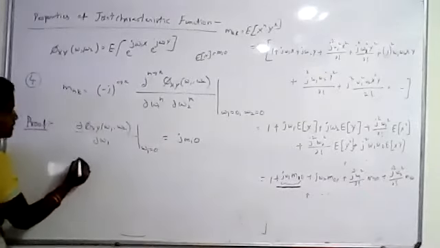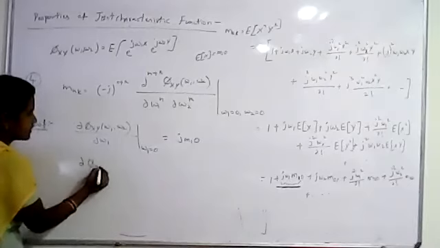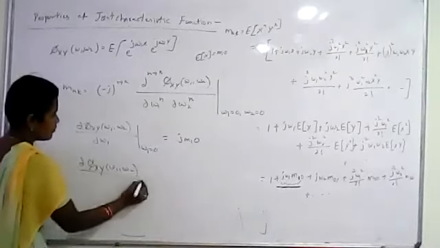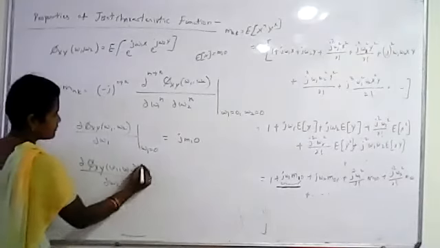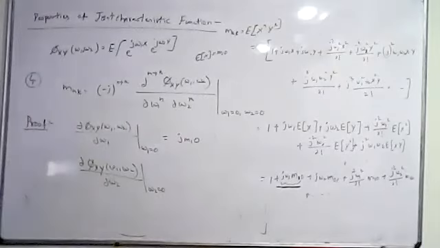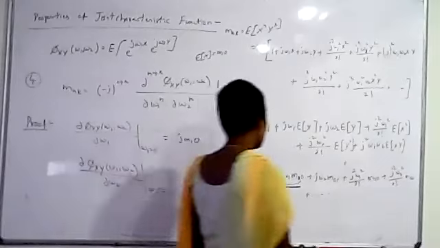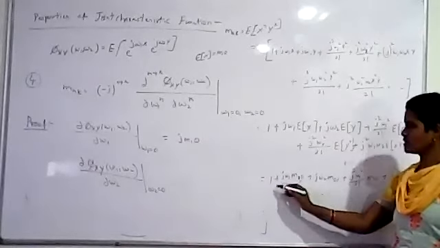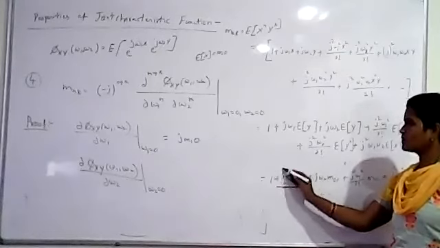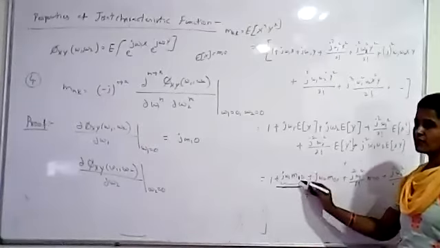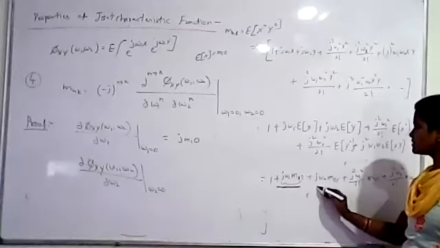Similarly, partially differentiate the joint characteristic equation with respect to omega 2 and substitute omega 2 equal to 0. Since you are substituting omega 2 equal to 0, after differentiation, only the constant term will be present. Since you are differentiating with respect to omega 2, the first term is 0, and the second term does not have omega 2, no? The second term is also 0. We'll be having this term.